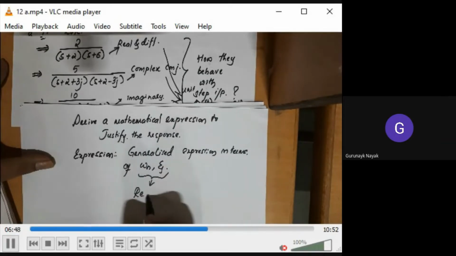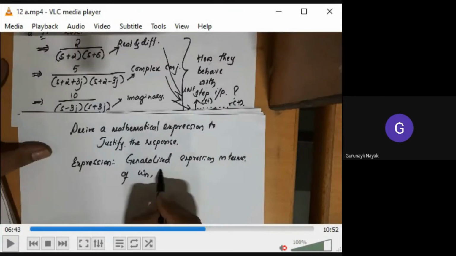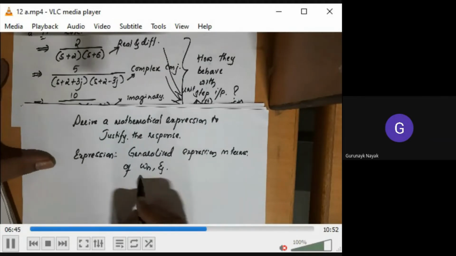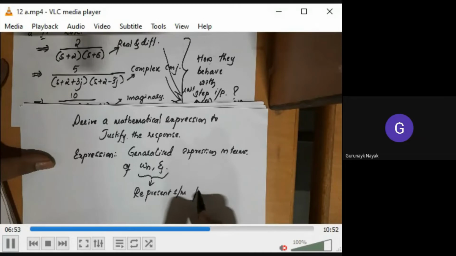Let me go in depth. So our next objective will be to derive some generalized expression for the response of the system in terms of zeta and omega n.